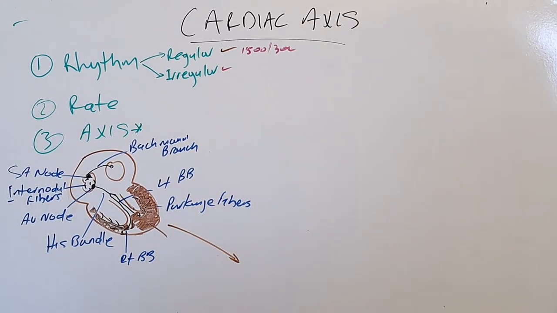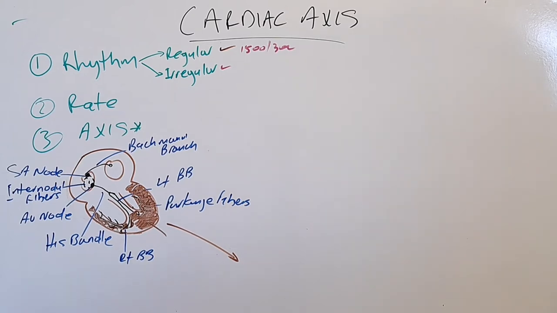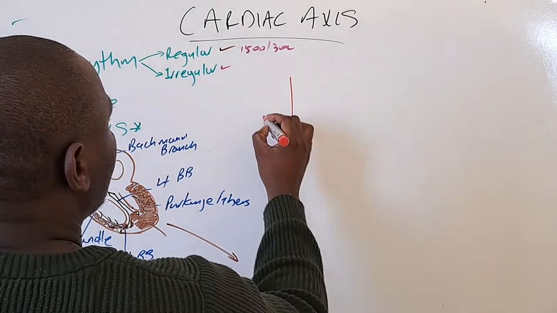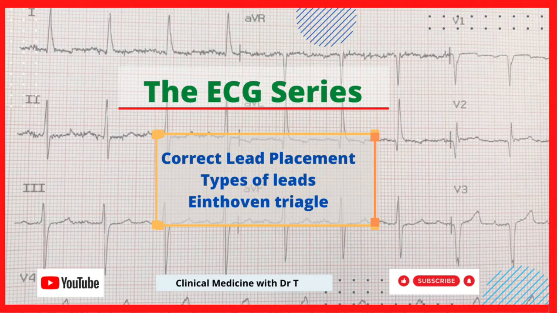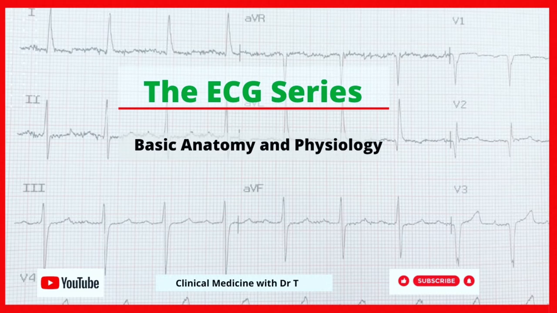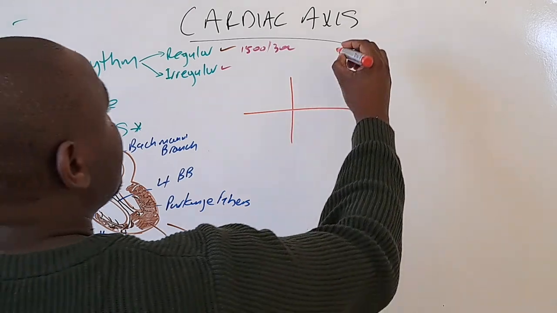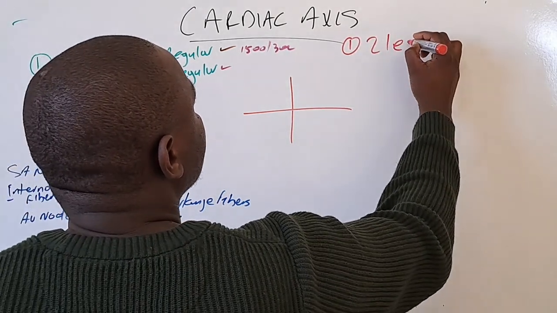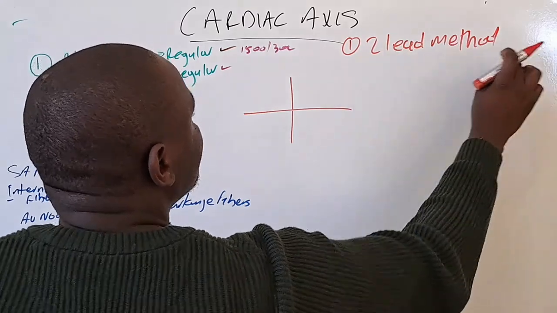Right? That's the normal. Okay. Now that we have the cardiac axis, when you are given a strip to figure it out, especially when you are starting to interpret, you must draw a quadrant. There are two methods of figuring out the cardiac axis. The first method is the two lead method, also called the quadrant method.